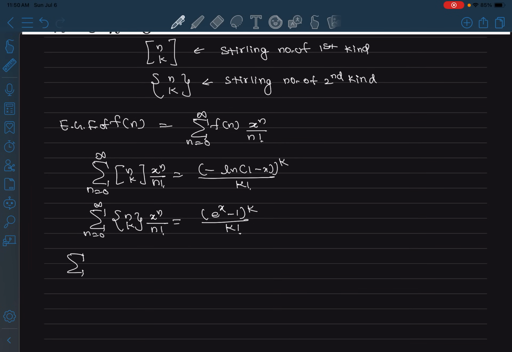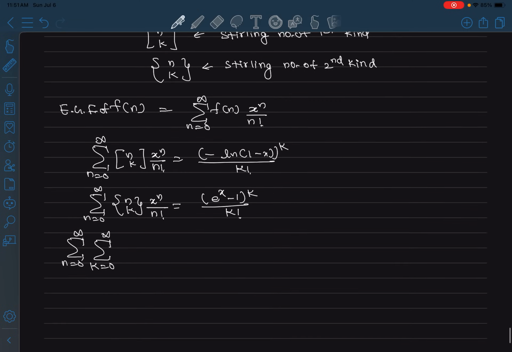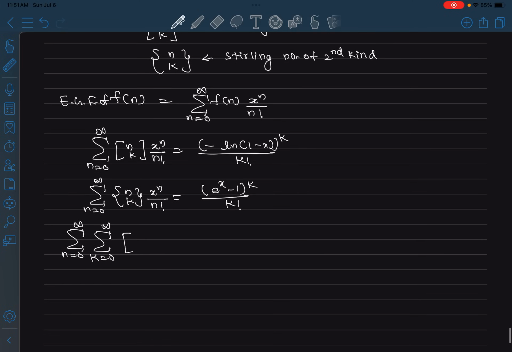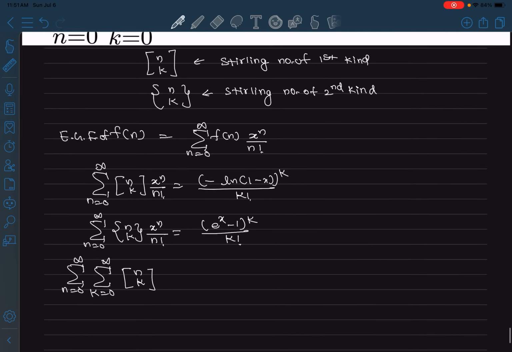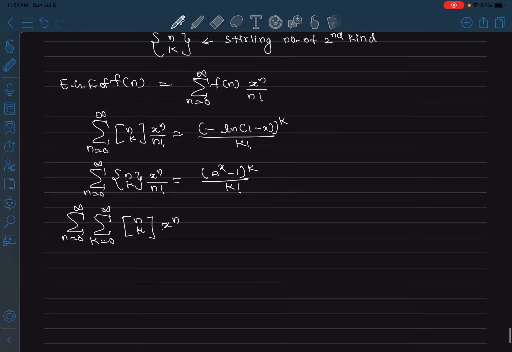So the sum goes from n equals 0 to infinity, and this goes from k equals 0 to infinity again. Even though I write infinity, this will just be defined for k going from 0 to n. But even if k is n plus 1, we can just define that to be 0. If k is bigger than n, then the Stirling number can just be defined to be 0, and that helps us make sense for any k. x to the power n by n factorial, y to the power k.